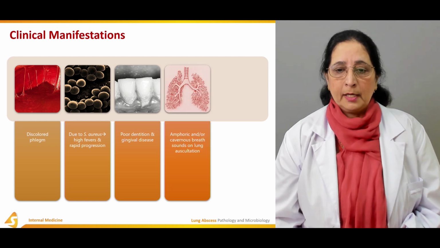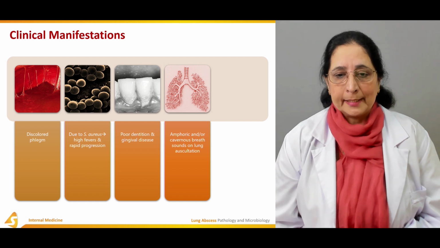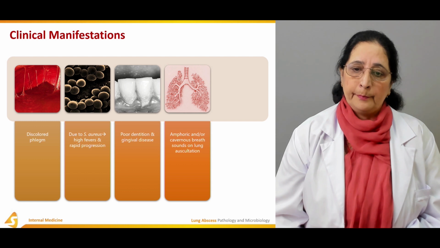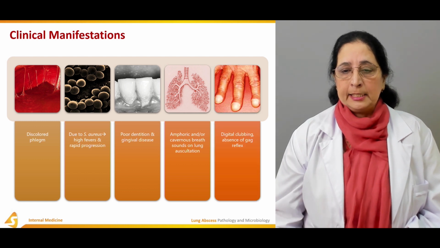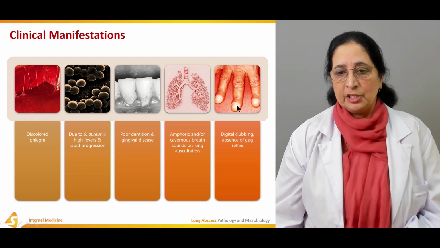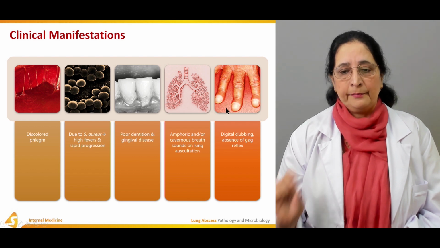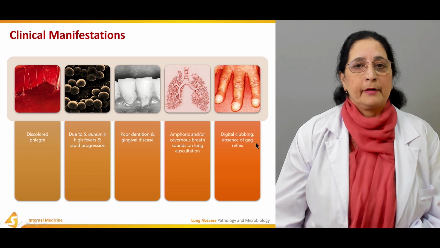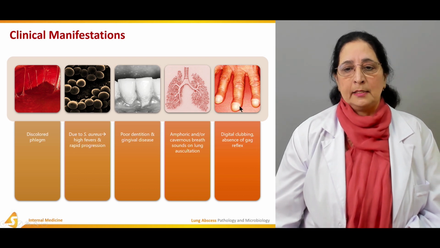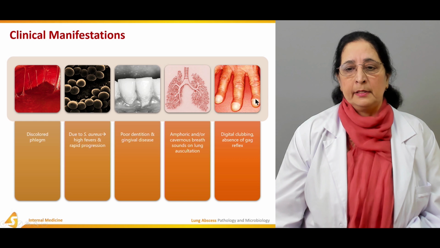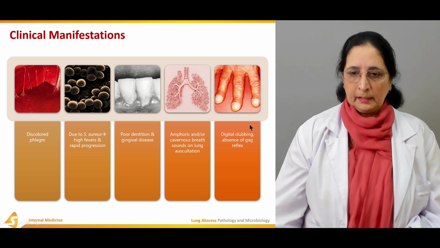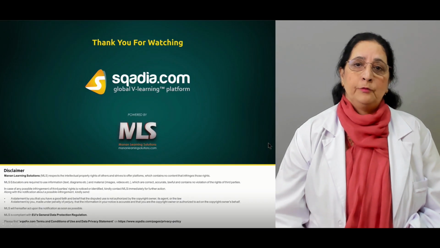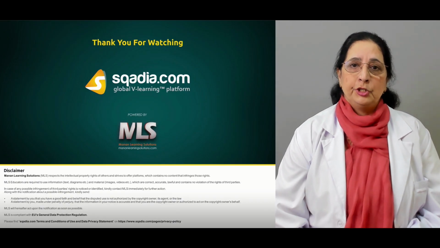Then amphoric or cavernous breath sounds on lung auscultation are present. Digital clubbing: you can see the raised fingernails, and absence of gag reflex is also present. That's the person with the clubbed fingers. Clubbing of the nails. So that was all about section 2.